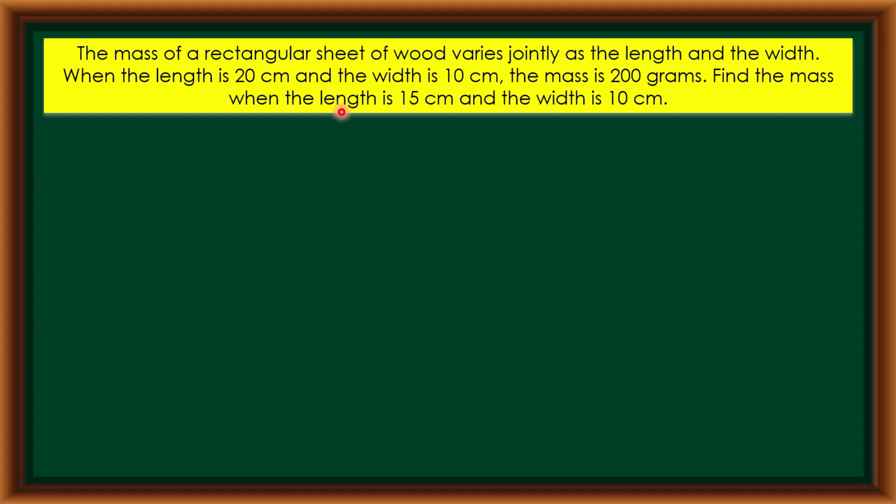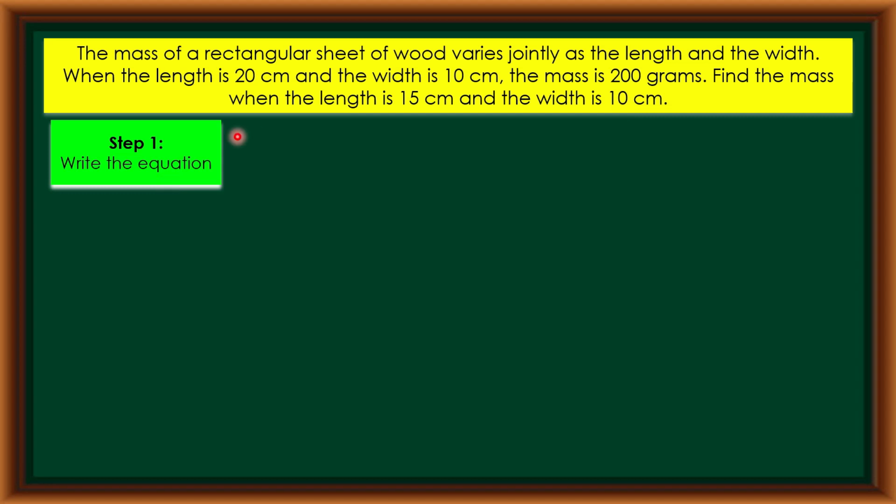Find the mass when the length is 15 cm and the width is 10 cm. So this one is an example of joint variation. So let us move on with step 1. Let us write the equation for the given joint variation.